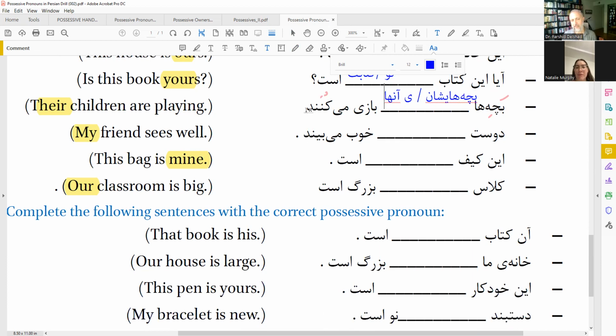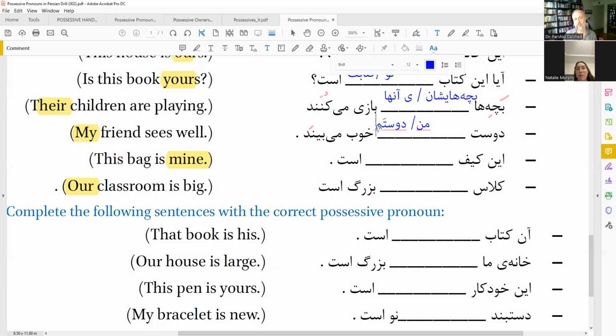And that's the verb mibinad, with a vowel above the letter noon. Mibinad. So دوستمان or دوستم خوب می‌بیند. Perfect. دوست من or دوستم خوب می‌بیند.